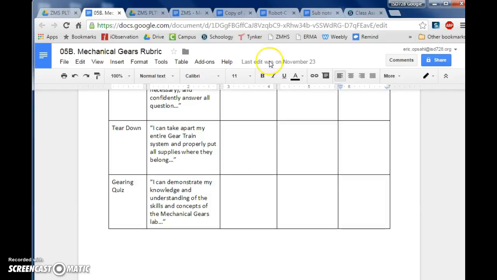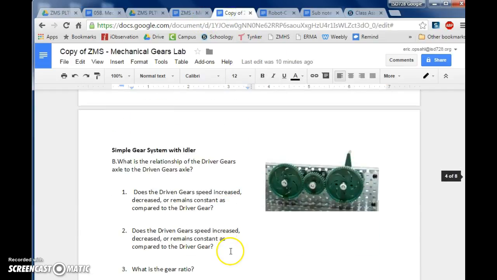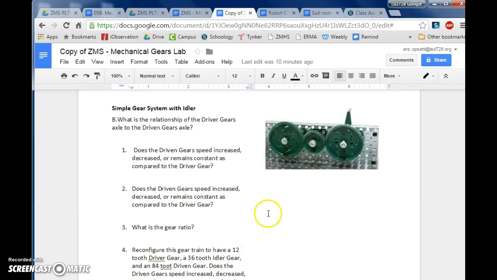Okay? Then you go on to simple gear with idler. Where's that at? That is over here. There it is. Alright? So it says here to build this gear system, wants to know the axles. That's the same for letter for the first one. And then go on 2 and 3.